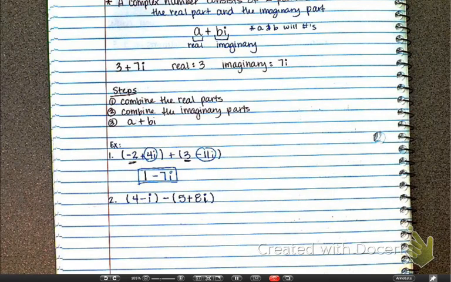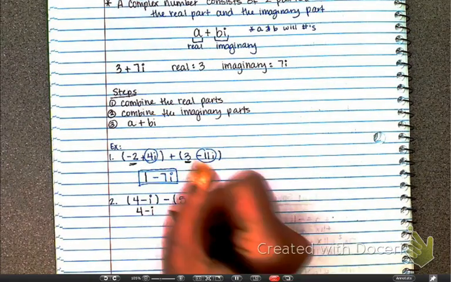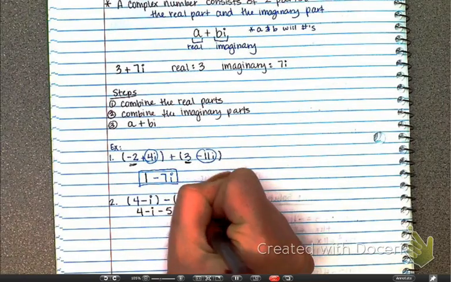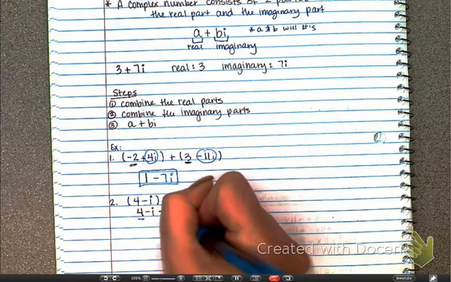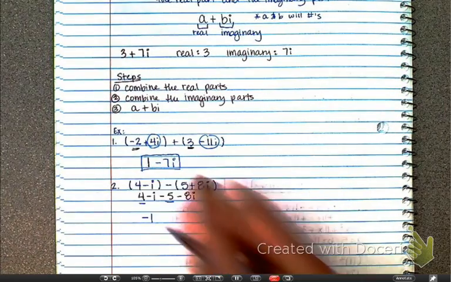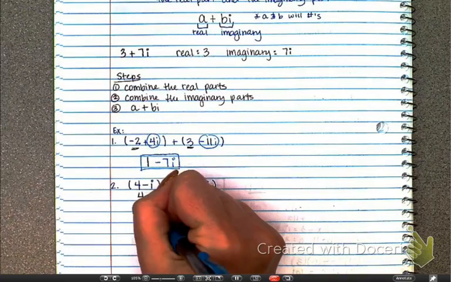Okay, what makes this one slightly more complicated? Subtraction. You have to distribute that negative 1 in first. So my first set of parentheses stays, so 4 minus I, and then I distribute the negative in, so negative 5 minus 8I. Now I'm going to follow the steps. I'm going to combine the real parts. So 4 minus 5, negative 1. Negative 1I minus 8I, negative 9I.